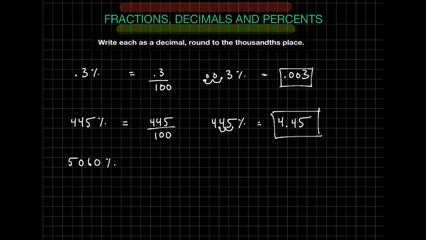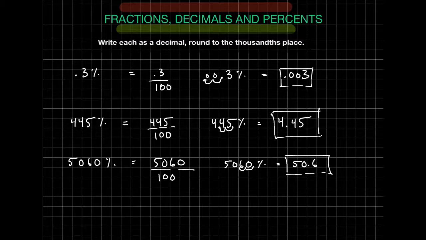Okay, 5,060%. So we're saying that's 5,060 over 100. So 5,060%. We have a decimal here. We're just moving it once, twice. We're going to say that's 50.6. Okay, 5,060% written as a decimal is 50.6.